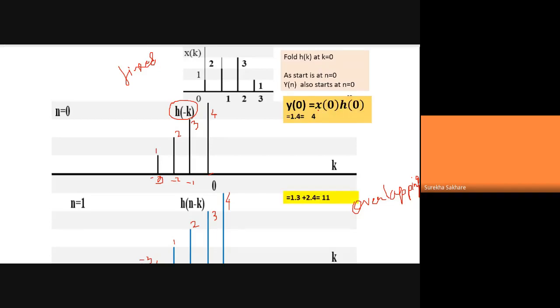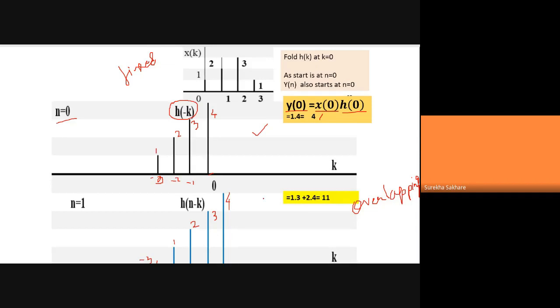So we have started to calculate. Here I can do the calculation as well. n is equal to 0. I can do the y of 0 calculation. x is at 0 and h is at 0, right? Because there is a single overlap. At 0 only there is one signal overlap. I'm getting a 4. That's very clear.